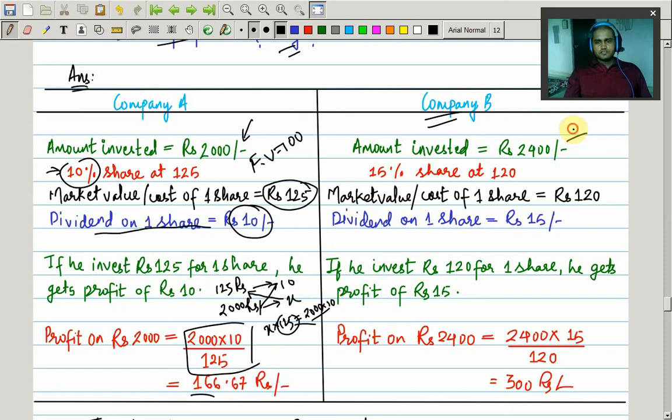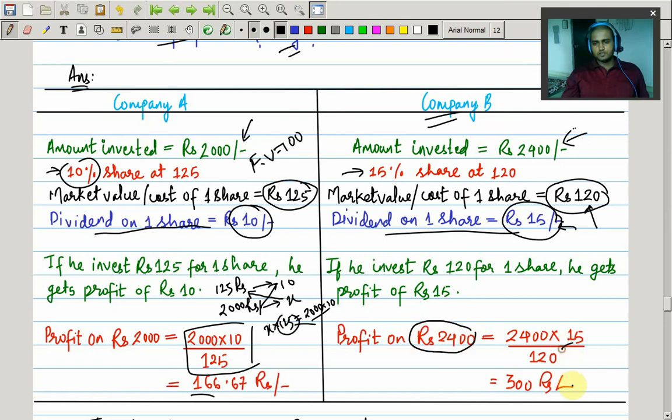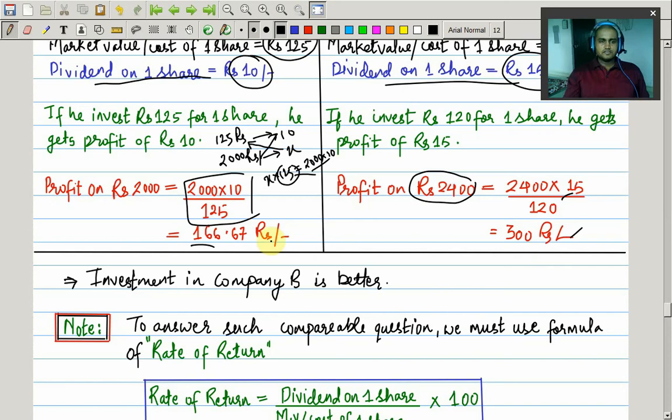Same thing we have to see for company B. Amount invested is rupees 2,400, and the details are 15% share at 120. So the market value or the cost is 120 rupees and the dividend is rupees 15. So if you invest rupees 120, you will get 15 rupees as profit. So how much profit will you get if you invest this much? Same thing, rupees 300. Just look at the profit received by these two companies. Which one is better? Investment in company B is better because you know the reason.